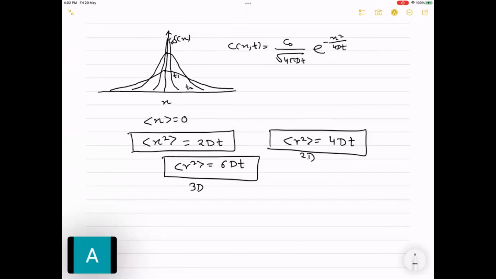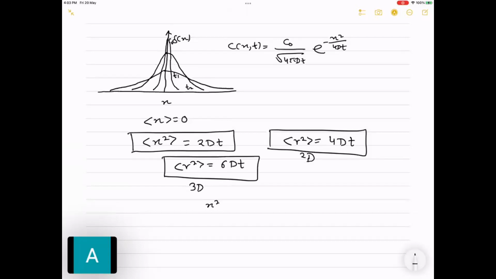Now, sir, why would it be simple addition like in x, y, and z? You can verify it yourself, because this is something which I also sometimes give as a numerical problem. It will be a simple sum of the average of x square plus the average of y square, and this way it will come out to be r square is equal to 4Dt. You can check it yourself. Yes, sir. Got it. Okay.